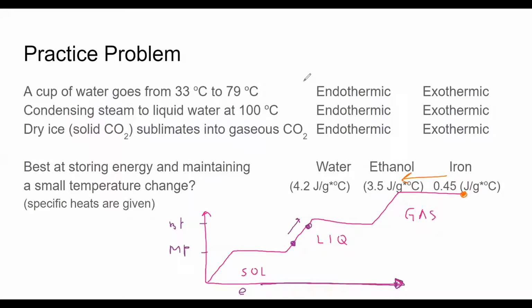So where would liquid go? Right here. Wait, I take it back. It would be right here. The dot would be right here. Yeah. Sorry. We're going backwards to make this liquid. So when we move backwards, we're removing energy to make it a lower state of energy. So this is going to be exothermic.